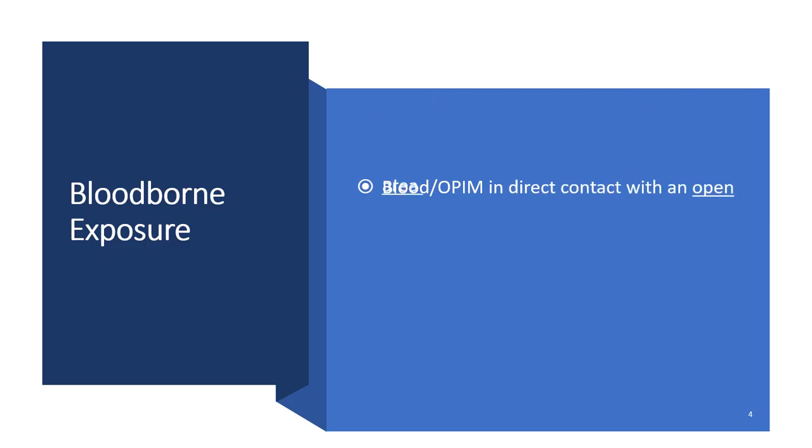Number three, blood or other potentially infectious materials in direct contact with an open area of the skin. And open means open, a fresh cut, a fresh abrasion, dermatitis, psoriasis, poison ivy, poison oak. Those would be open areas of the skin.